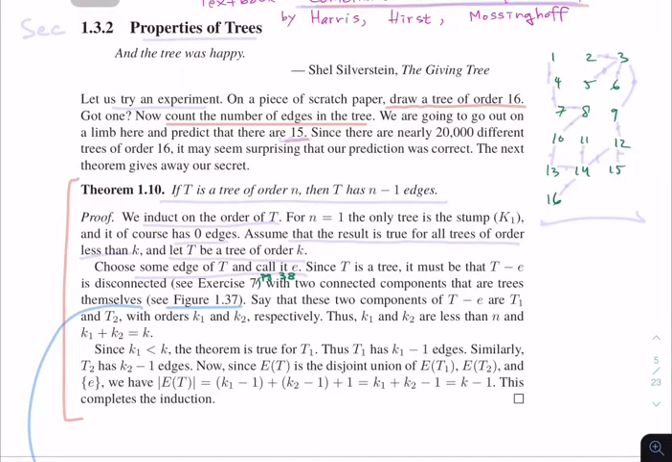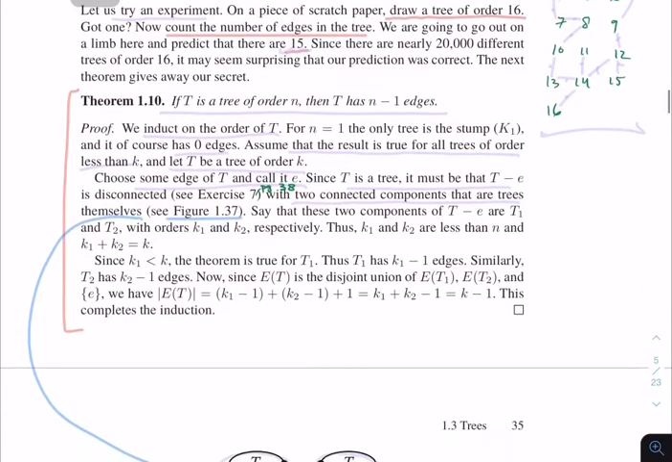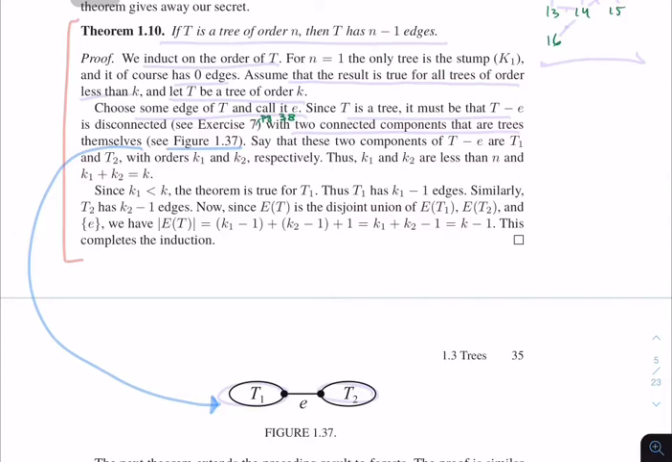Since T is a tree, it must be that T minus E is disconnected, and there are two connected components. They are trees themselves, like in this figure. So let's call the two components T1 and T2. Let K1 be the order of T1 and let K2 be the order of T2. And so K1 and K2 are less than K, and also K1 plus K2 is equal to K.